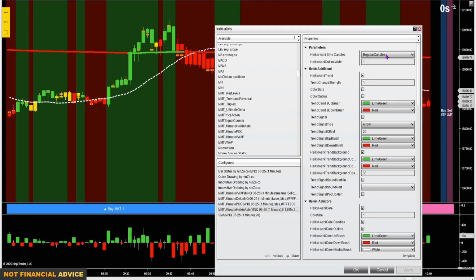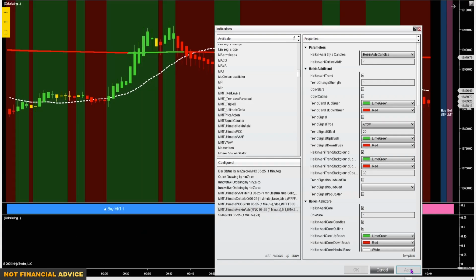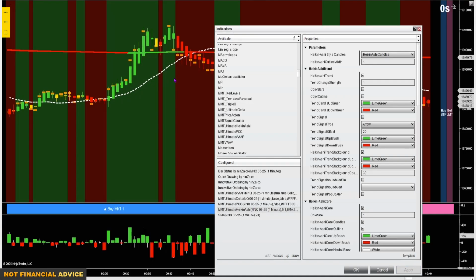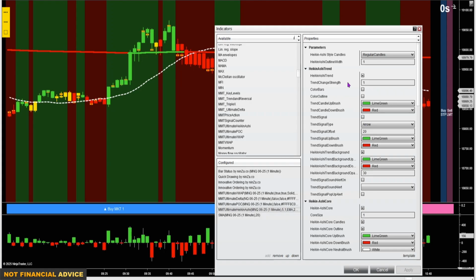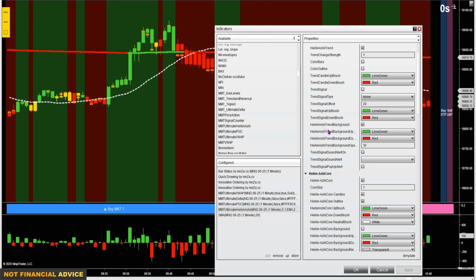But I've got it displaying the regular candlesticks. If you want to see Heikin Ashi candles, you can select Heikin Ashi candles, and now you can see these are the Heikin Ashi candles in perfect sync with the background colors. I prefer to see the regular candlesticks. That's the whole reason that I created this indicator, so that I could see the Heikin Ashi metrics on a regular candlestick chart. If you change the strength to a 2, then there would have to be 2 red Heikin Ashi candles before the background would paint, or 2 to the upside instead of just 1. So that's painting the background.